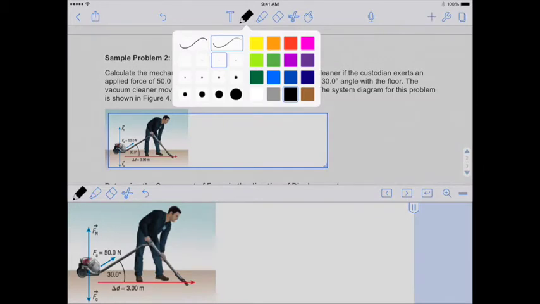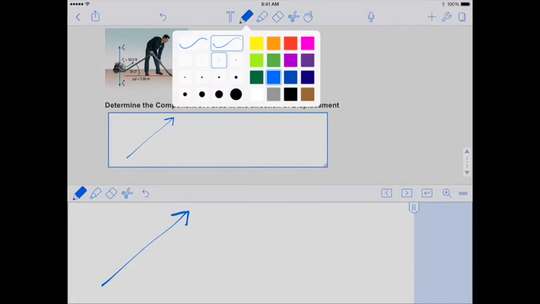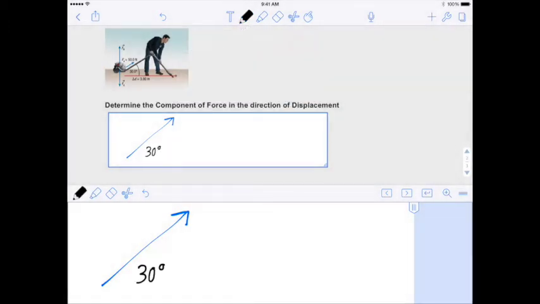So the force that he's applying is at an angle of 30 degrees from the horizontal. This is the force. Now the third condition for work is that part of the force has to be in the same direction as the displacement. So right now, this is not pointing in the same direction as the displacement. So the displacement is in this direction, whereas the force is at an angle of 30 degrees from this direction.